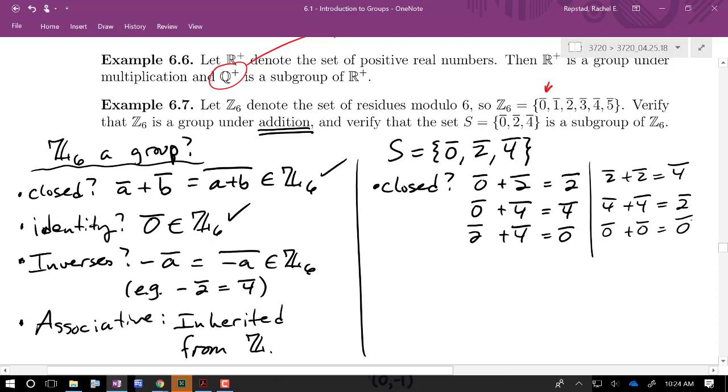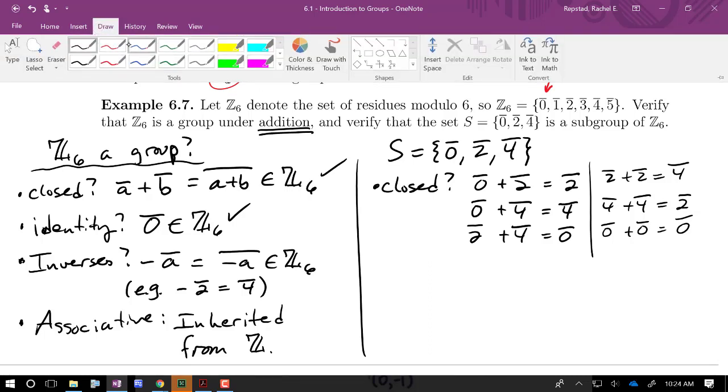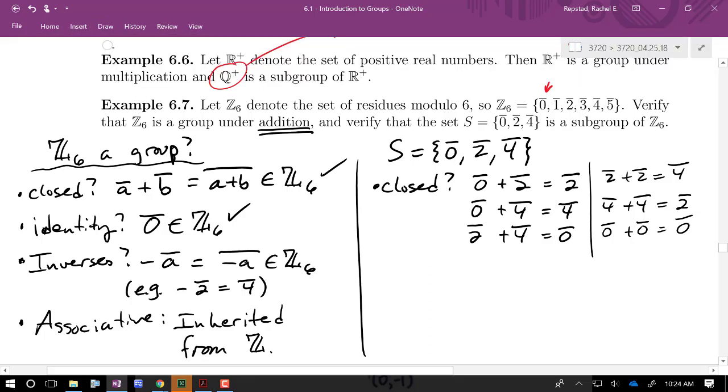Right, and so here's what we want to observe. We knew from the work we already did that when we added, this would still leave us in Z6. What we're making sure to observe is that all of these things are, in fact, in S. So when I just add things within the smaller S set, it doesn't send me outside. So I know S itself is closed under this operation.